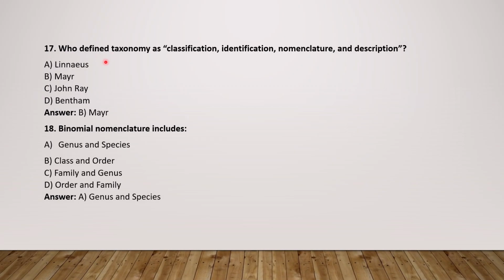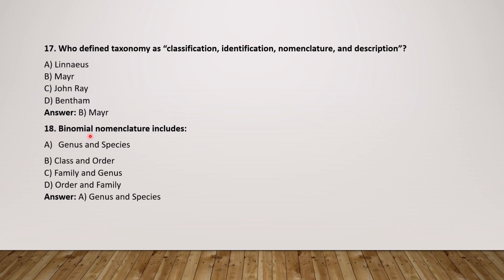Number 17. Who defined taxonomy as classification, identification, nomenclature, and description? The right answer is option B, Mayer. To be more specific, Ernest Mayer expanded the scope of taxonomy beyond classification.